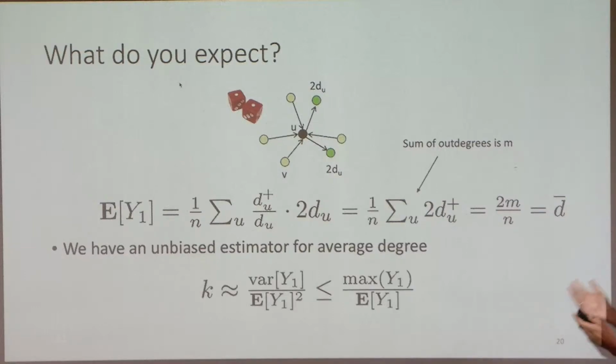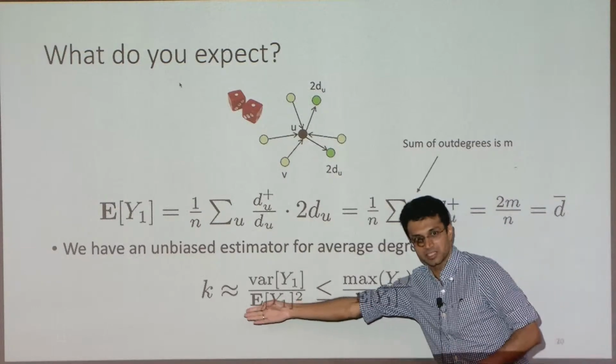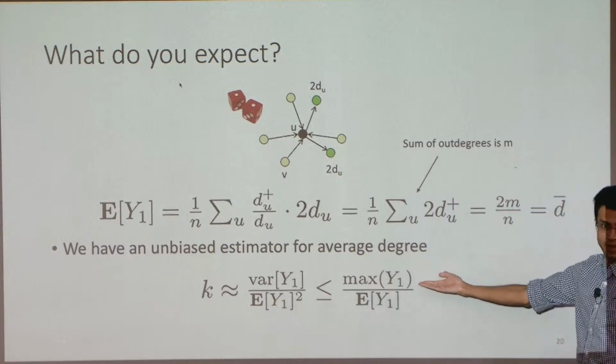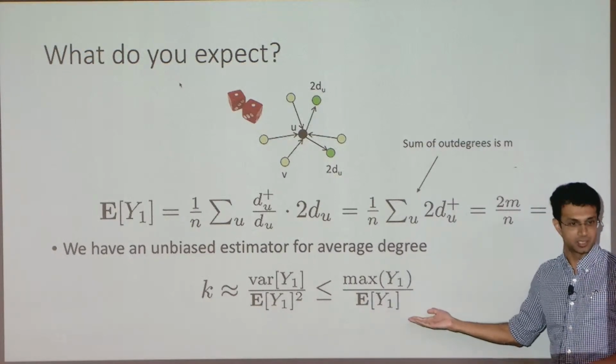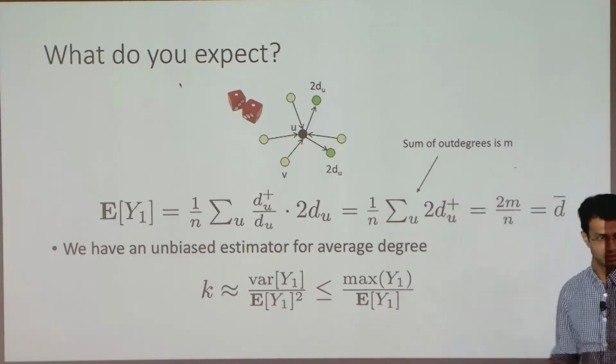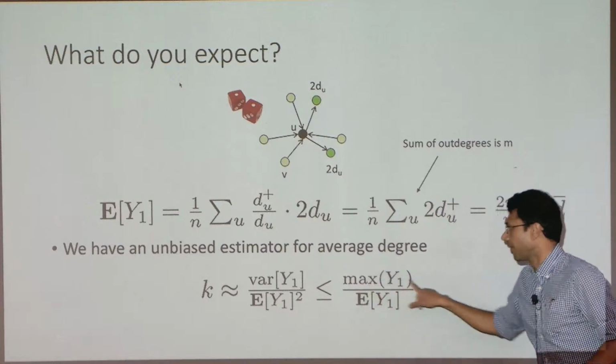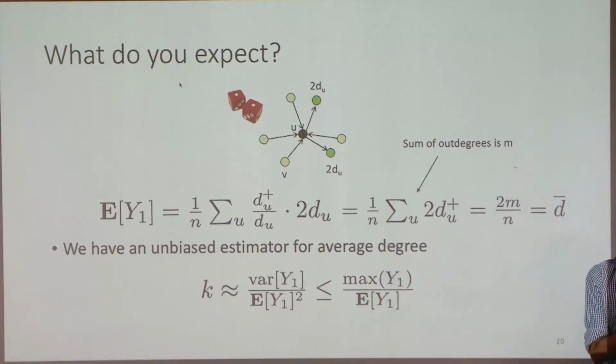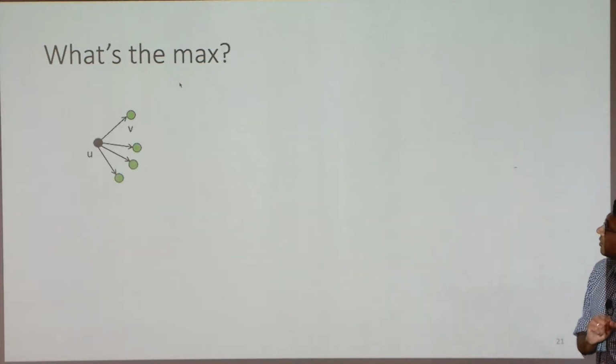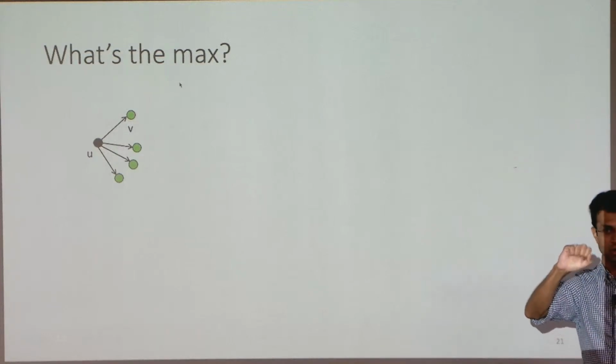Okay. So again, let's go back. How many samples do we need? We need the max value of y1 divided by the expectation. This is the thing that we've been looking at. And what I'm going to show you is that this max is actually going to be small. So what we need to do is to analyze the max of this out degree.